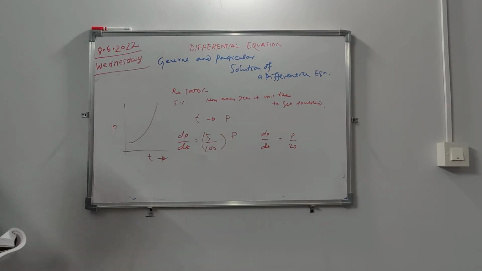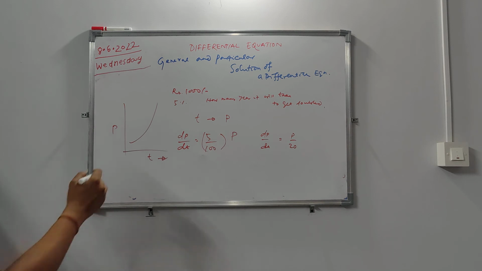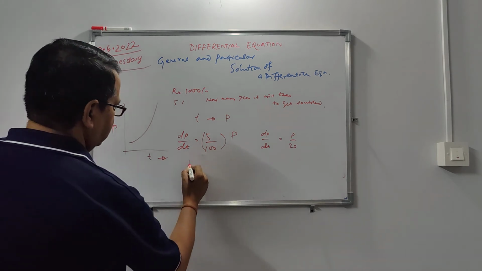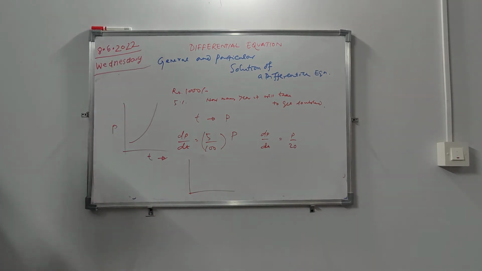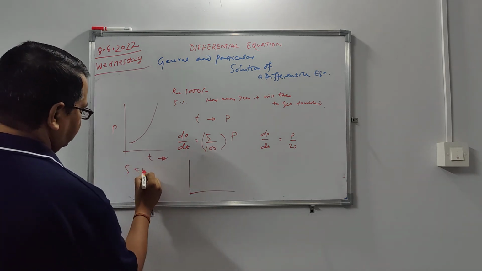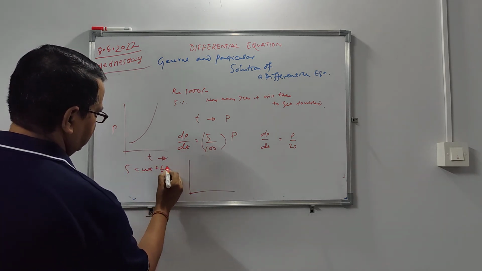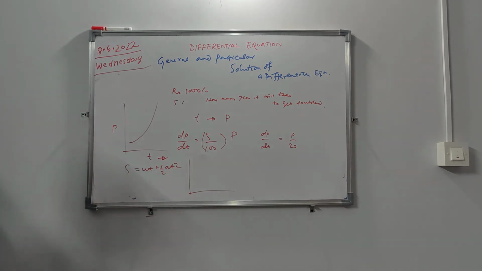So here dp by dt is p by 20. So your p is a function of time. All that we are telling is p is a function of time, like you have done in your motion. Say s is equal to ut plus half at square. That is the distance covered.